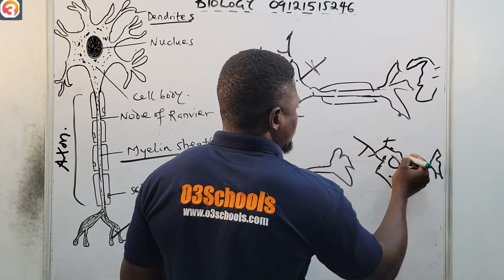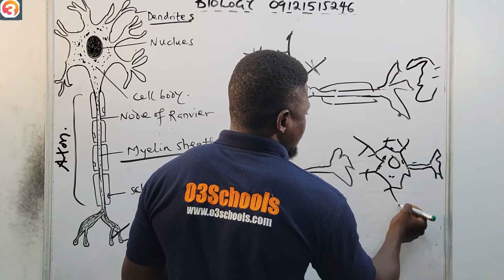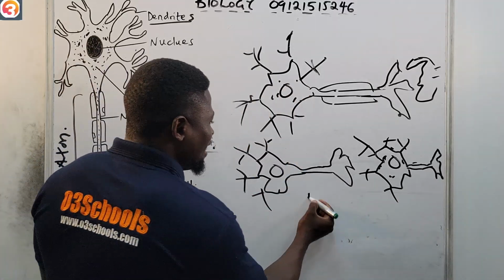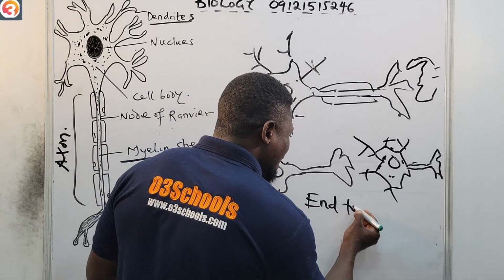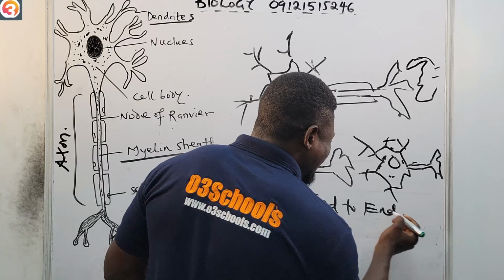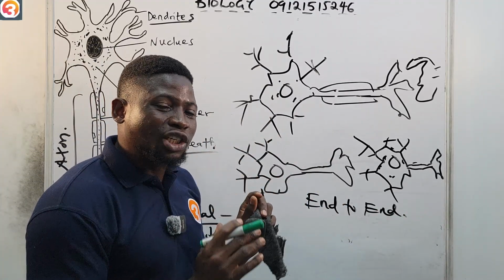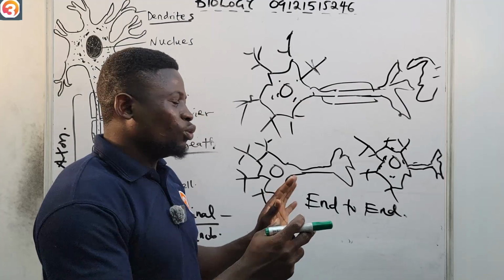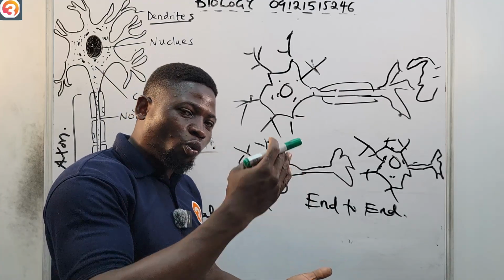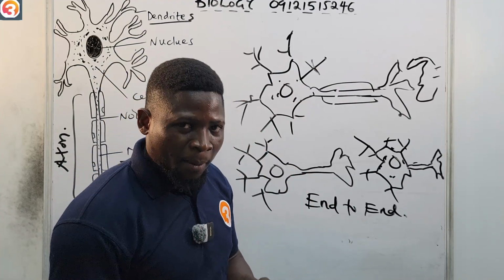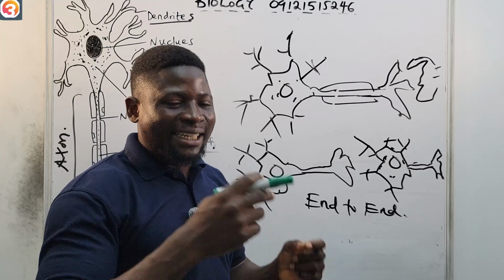So they are not connected end to end. Take note of that. The first thing you need to understand about how neurons connect and work is that they are not connected end to end. They are connected one after the other.